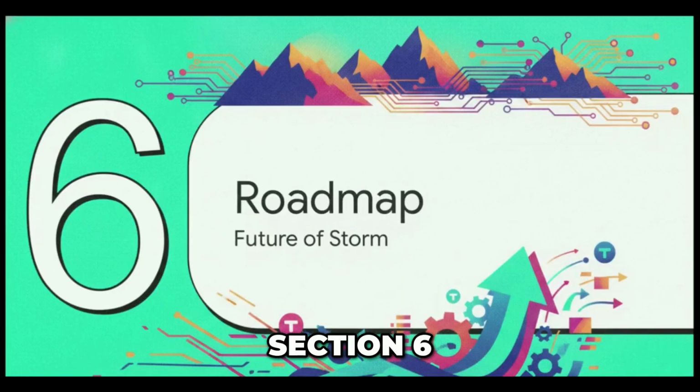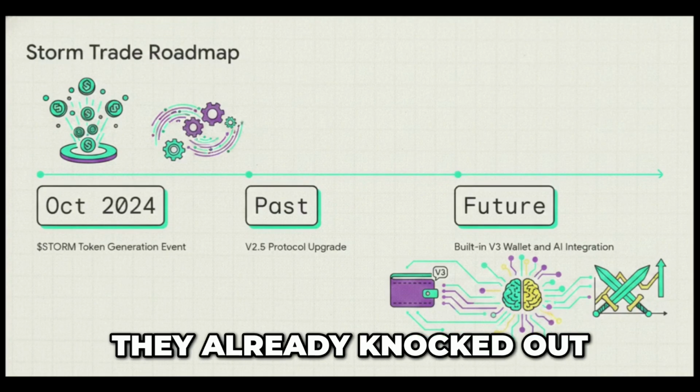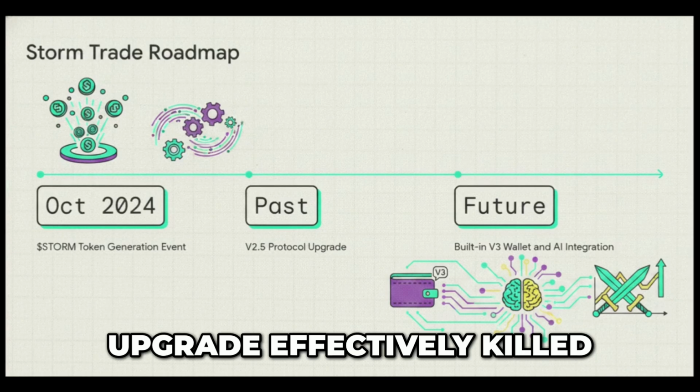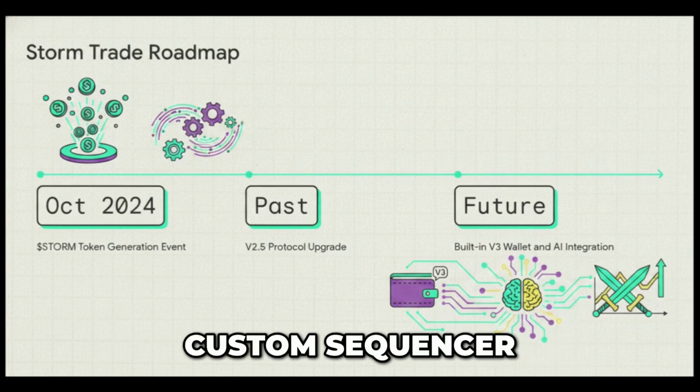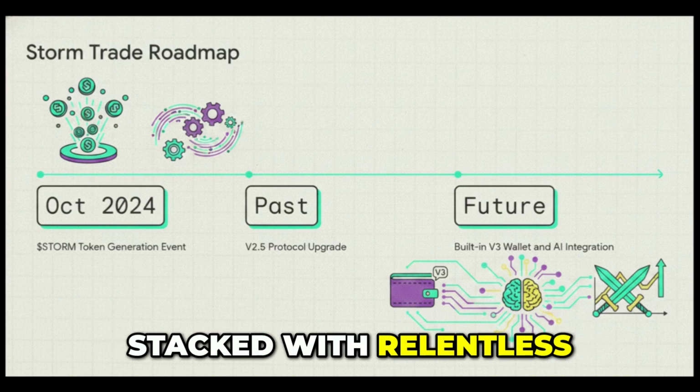Section 6. The future of StormTrade. These guys are moving fast. They already knocked out their token generation event in October 2024, and their V2.5 upgrade effectively killed price impact by using a custom sequencer. But if we look ahead, the roadmap is absolutely stacked with relentless innovation.